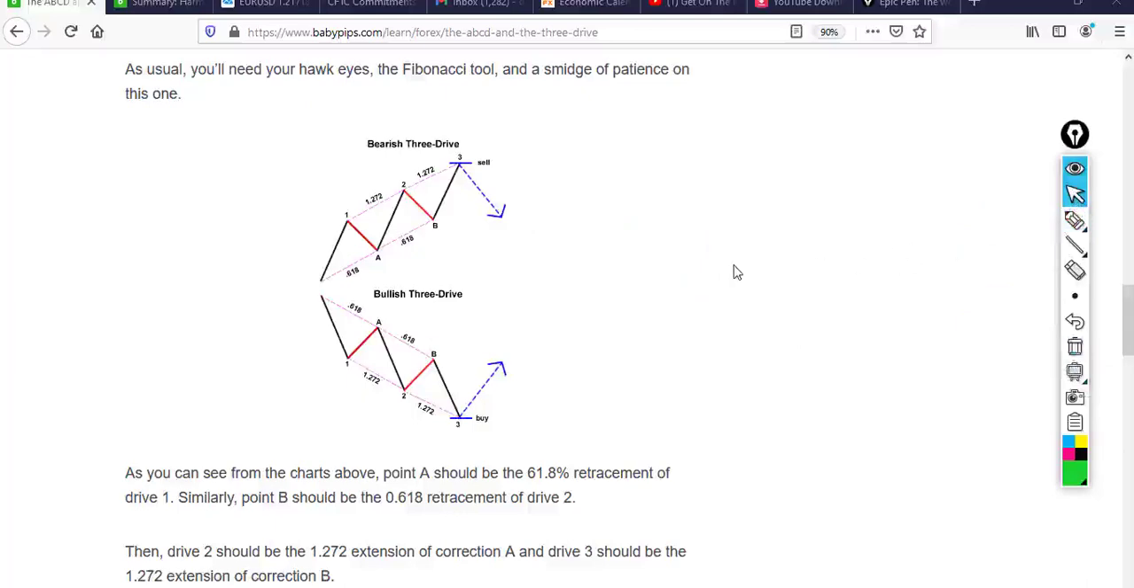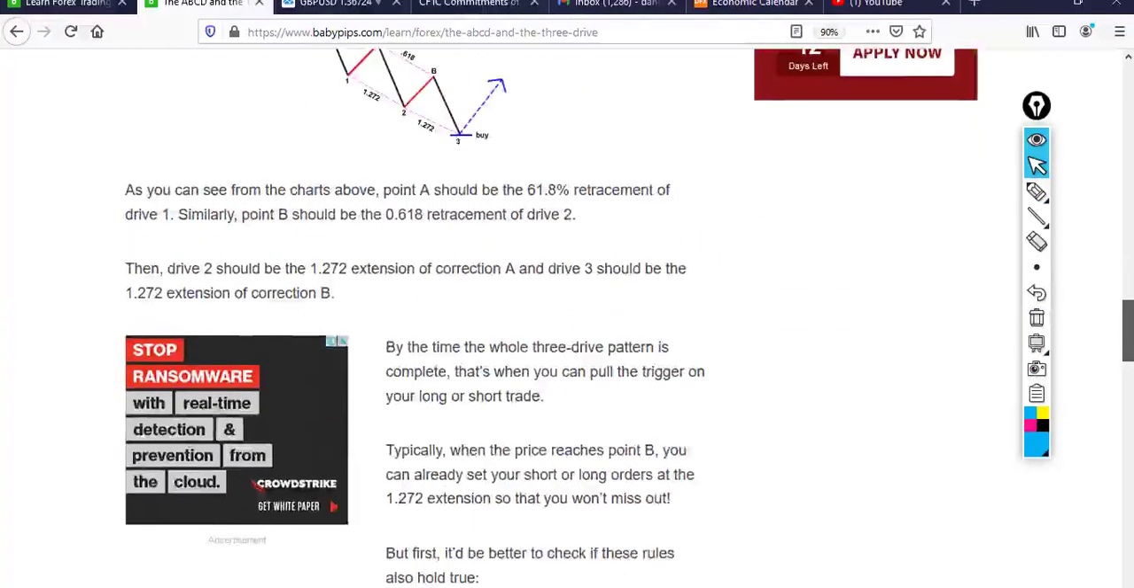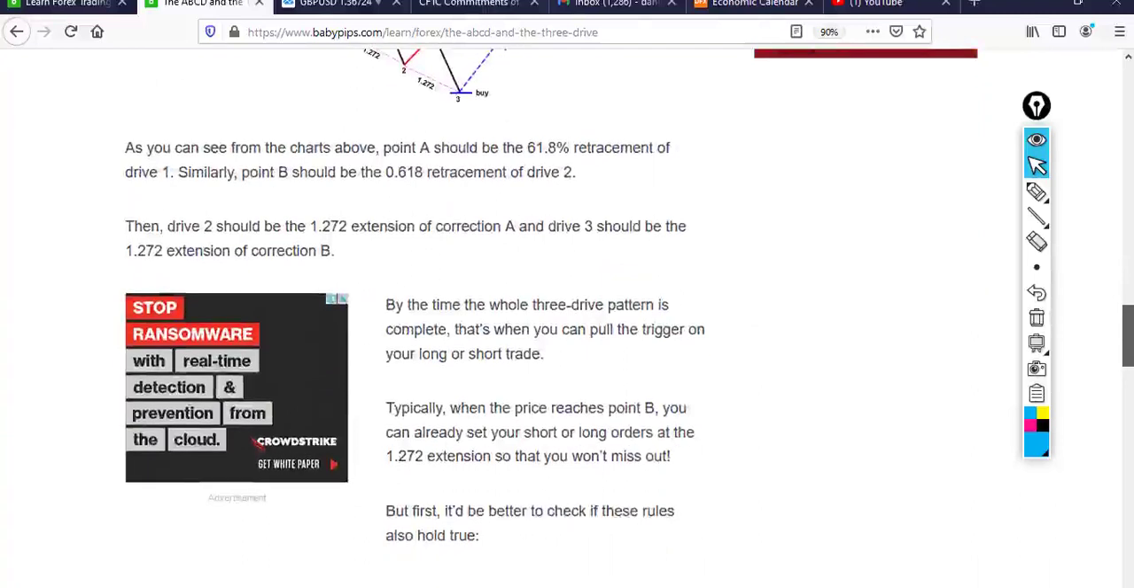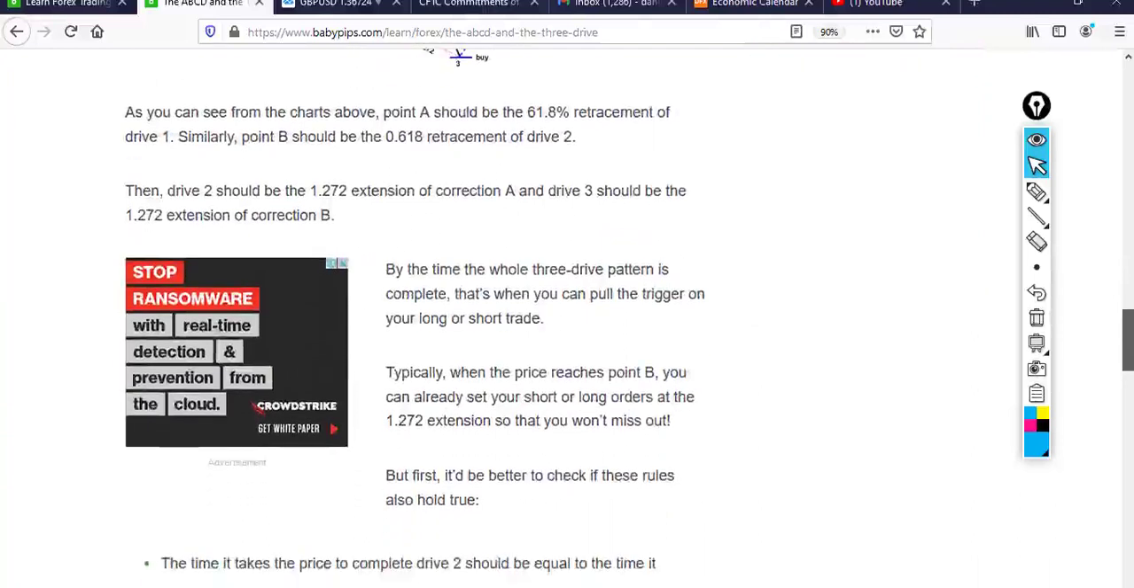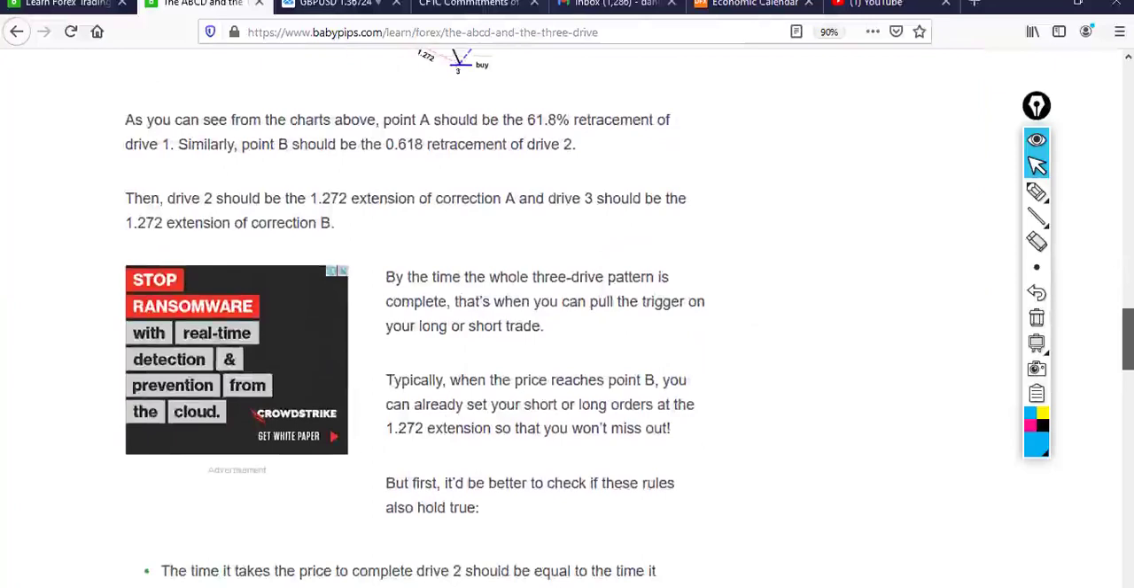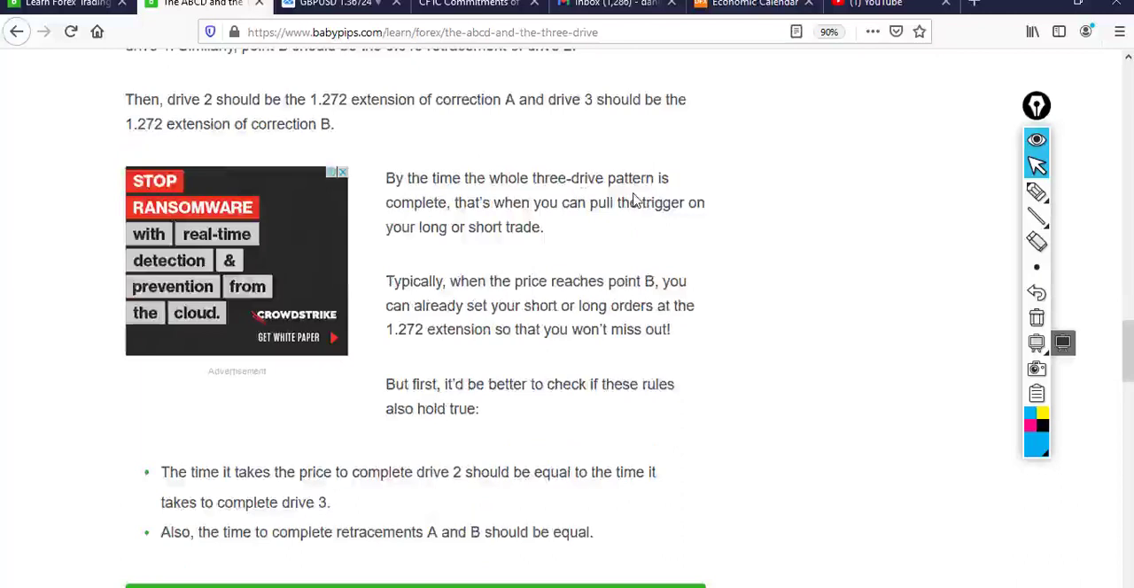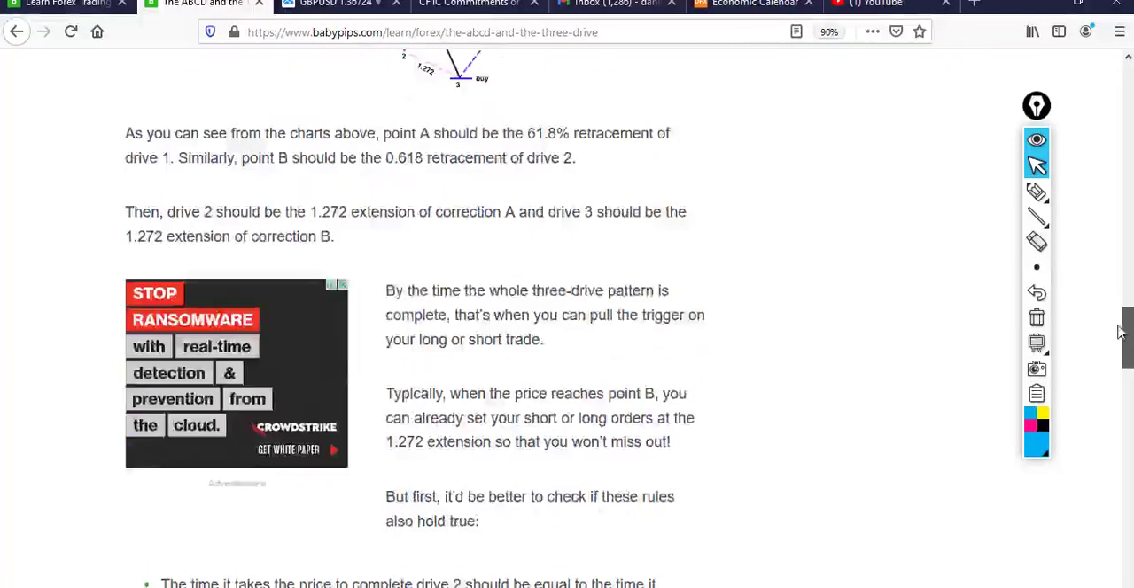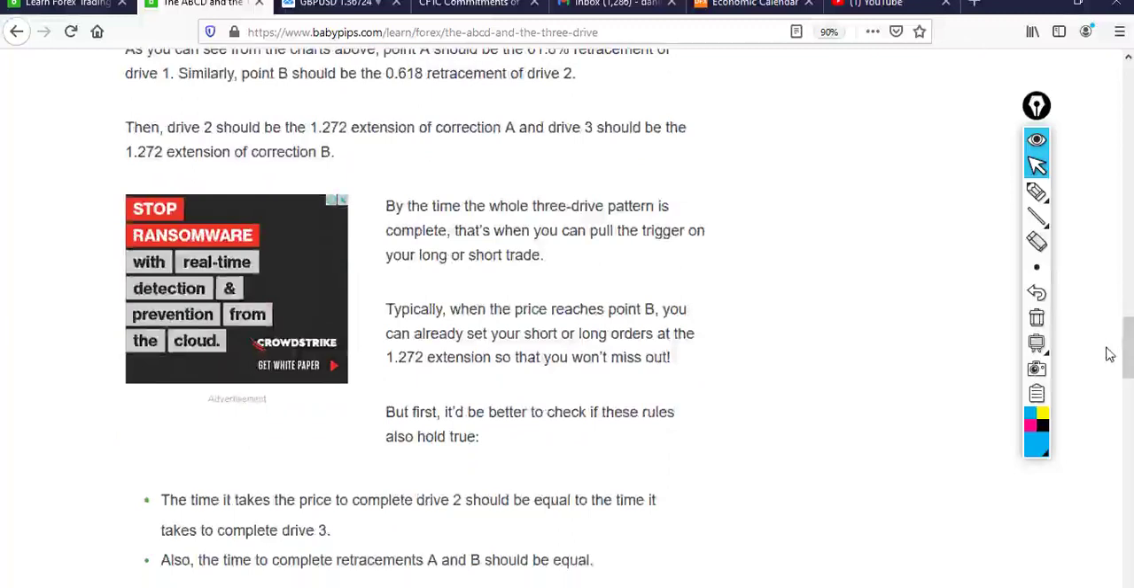So let's continue. Know how to move your Fibonacci retracement level. Just know that we'll do a course on that alone, how to configure the data that you are to input in the Fibonacci retracement levels. Once you do that, you'll be able to know how far the price will extend or retrace. Typically when the price reaches point B, you can already set your short or long orders at the 1.272 extension so that you won't miss out.